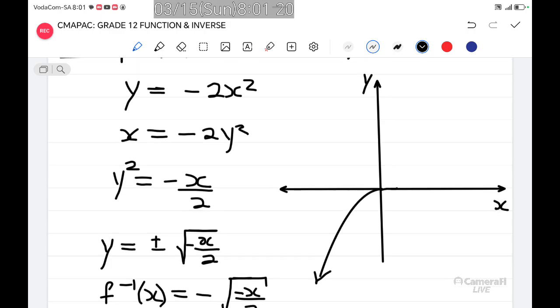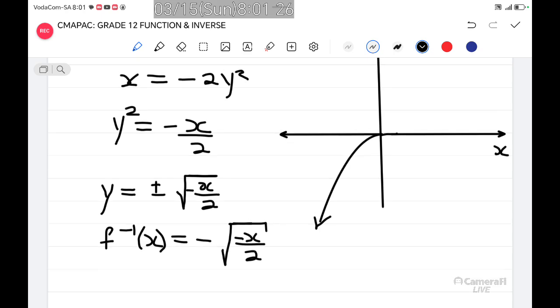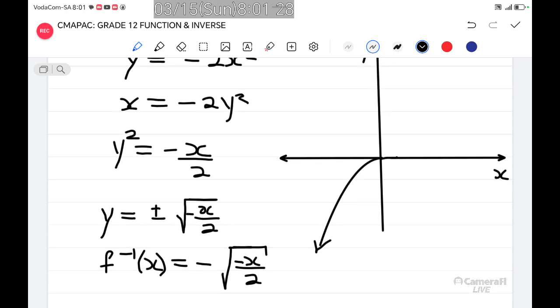So now, what is the inverse of f of x? We said it needs to be also negative. It must be at least below here. So when we check here, it's negative, negative. If you interchange negative and negative, the graph will look like this. The inverse function is going to look like this.